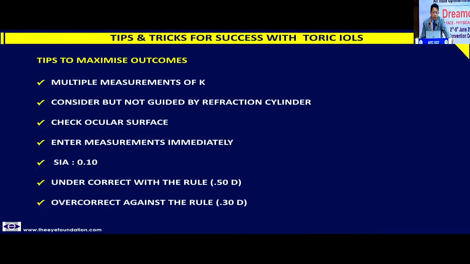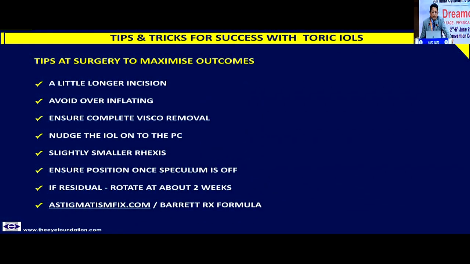Final points I want to leave you with are tips to maximize outcomes with toric intraocular lenses. Take multiple measurements of keratometry, whatever be the modality you're using. Consider the refractive cylinder, but be not guided by that because it could change. Check the ocular surface, like for any lens, it has to be optimal. Enter the measurements immediately. Take the surgically induced astigmatism of just 0.1. Undercorrect with the rule, overcorrect against the rule. But when you're using the Barrett toric calculator, this is not really necessary.